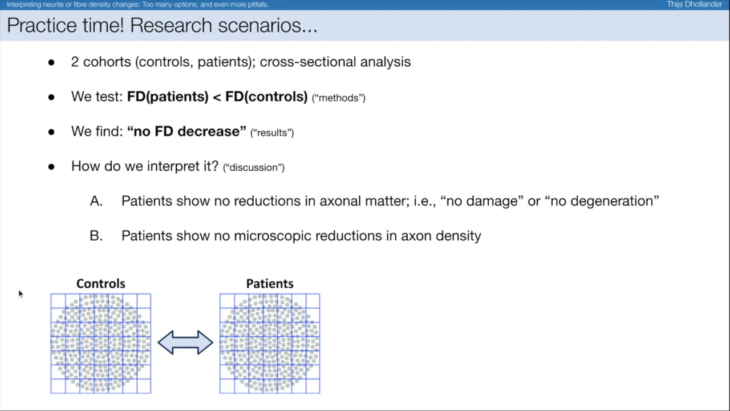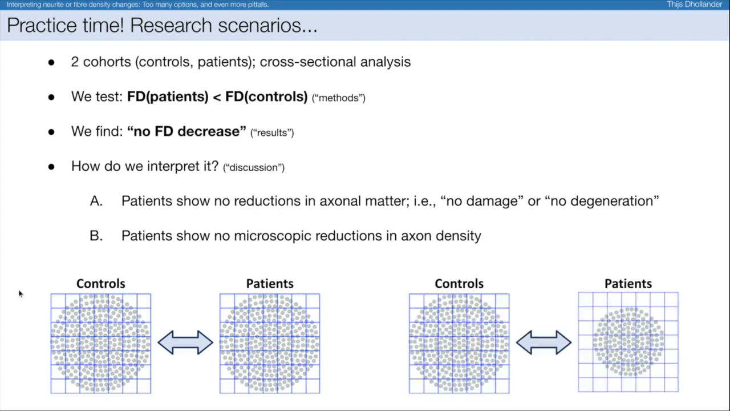Sounds legit. But of course you've been paying attention, and I spoke to you about the fiber cross-section, which in this experiment we have not checked. And that's essentially the pitfall. We have not looked at FC. So this scenario may just as well be right, because indeed between these controls and these patients, there is no decrease, there is no difference in fiber density locally. So this also fits the results. But obviously here, you could not write point A. There's obviously some damage or degeneration going on in the patients versus the controls.